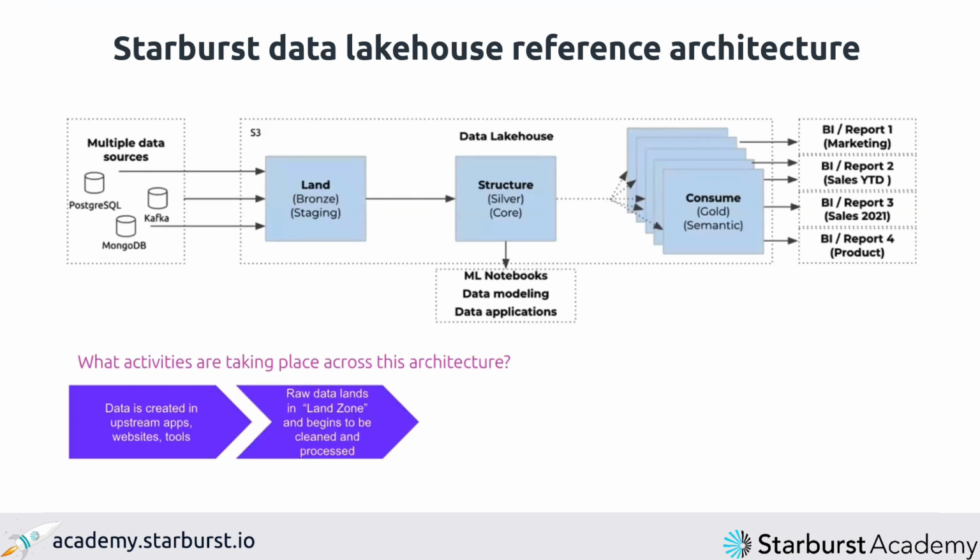The second one is that raw data from those apps gets landed in what we call the land zone, and it begins to be cleaned and processed and ultimately into a structured zone. Structured zone is the single source of truth in a lakehouse model. It's where clean data exists and where data scientists can go for the complete data set.